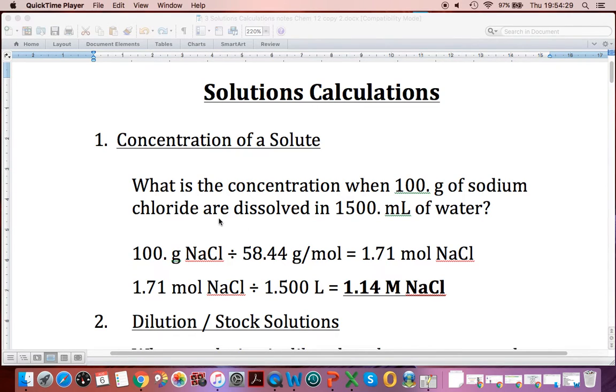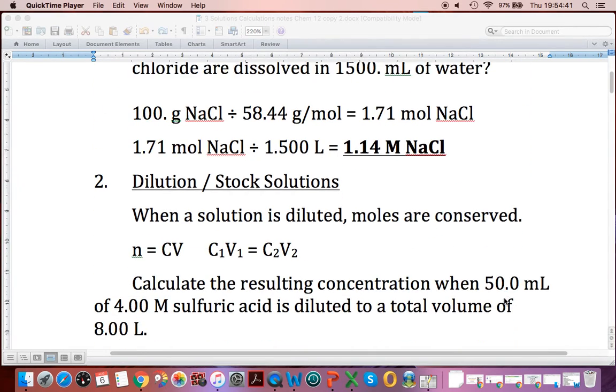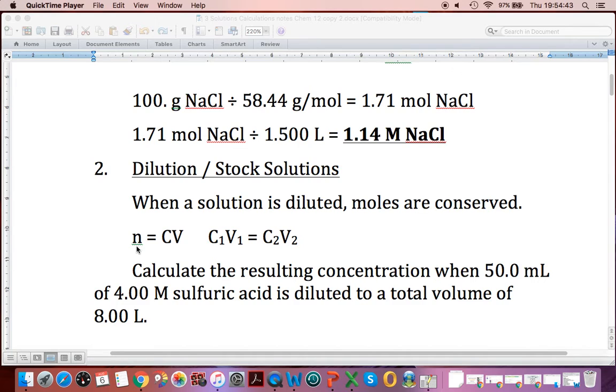in this case sodium chloride, and I give you a volume, you should be able to work out its molarity or concentration. So we go mass to moles, then we take our moles, we have to have our milliliters and liters, and we get 1.14 M. That should be easy. We should remember that number of moles equals the concentration multiplied by the volume in liters, and that moles are conserved.